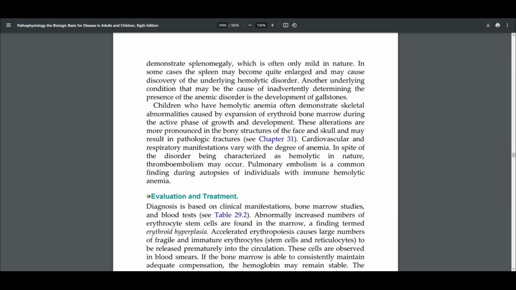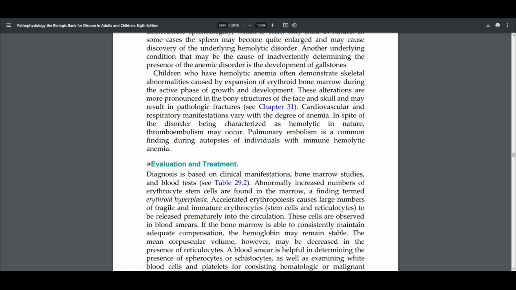Children who have hemolytic anemia often demonstrate skeletal abnormalities caused by expansion of erythroid bone marrow during the active phase of growth and development. These alterations are more pronounced in the bony structures of the face and skull and may result in pathologic fractures. Cardiovascular and respiratory manifestations vary with the degree of anemia. In spite of the disorder being characterized as hemolytic in nature, thromboembolism may occur. Here, pulmonary embolism is a common finding during autopsies of individuals with immune hemolytic anemia.